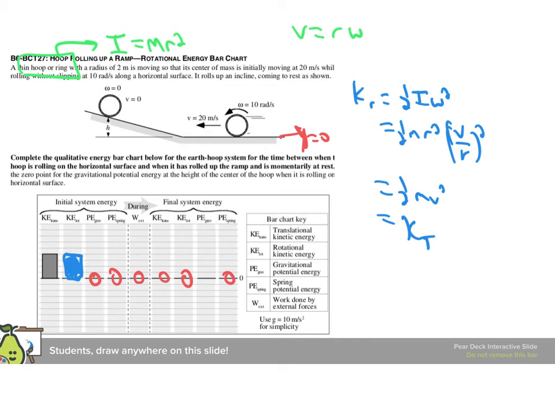And then since no work is done, the energy here has to equal the energy here, but there's only potential energy left. So if there were 4 and 4, there must be now a total of 8. And so our final chart looks something like this.